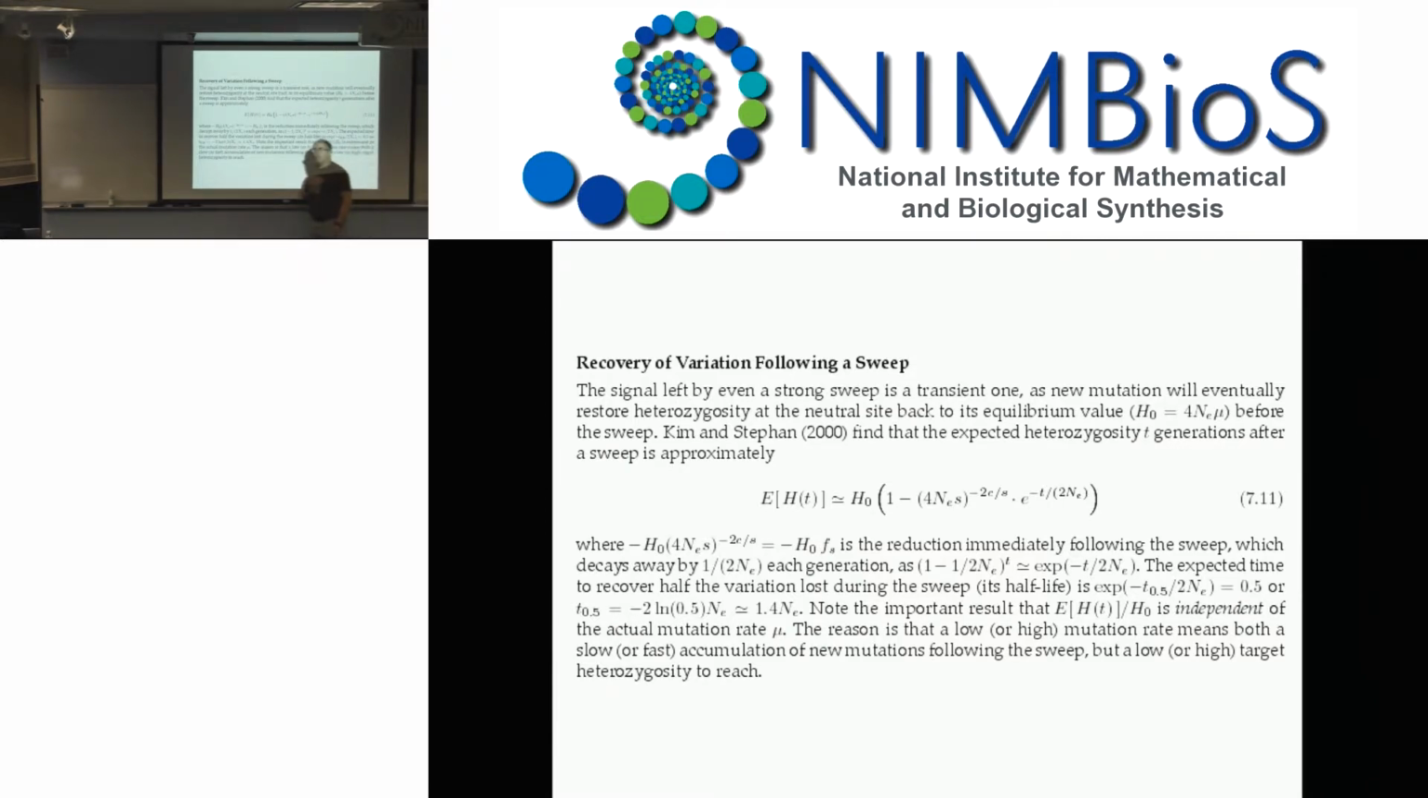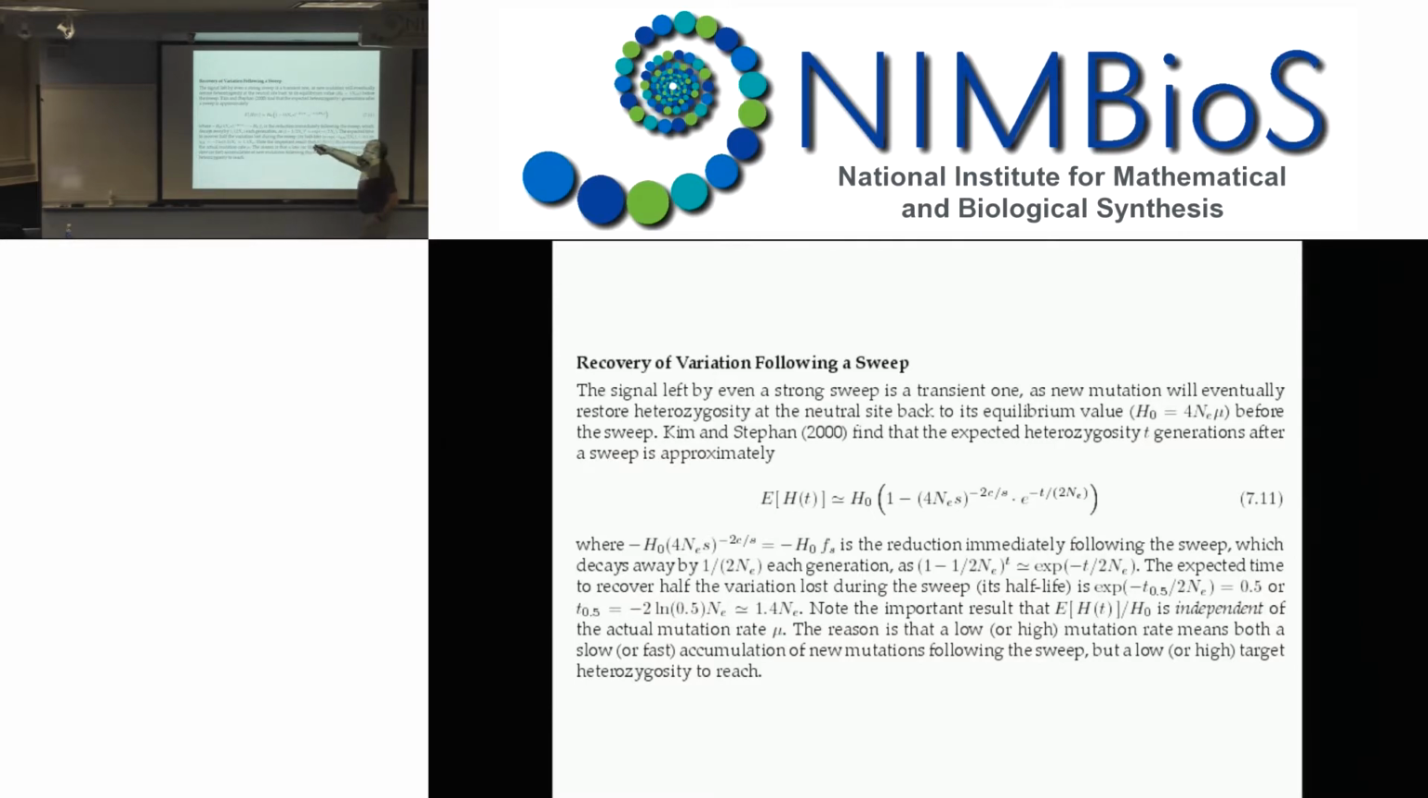So that's during the sweep. When a sweep ends, you start to recover variation. And when I was working through this, one of the things that I was really surprised by is you would think that the recovery of variation depends upon the mutation rate, right? It doesn't. It depends entirely on the effective population size.